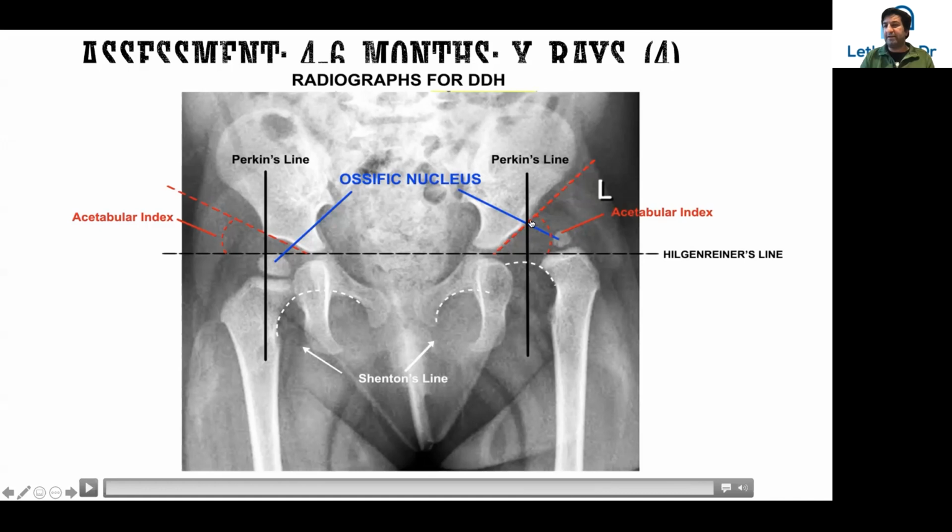And then finally, you can do what's called the acetabular index, which is an angle between Hilgenreiner's line through the triradiate cartilage and also a line along the lateral border of the acetabulum, okay? And the acetabular index should be less than 25 degrees. It gets bigger in patients with DDH.